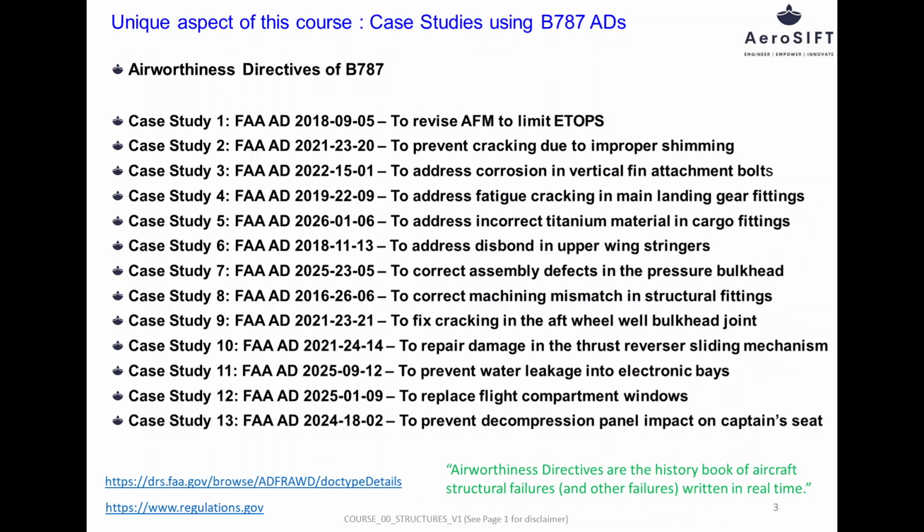We will be reviewing a few case studies using the examples of Boeing 787 Airworthiness Directives and the supporting material from FAA websites. One may ask the question, what is an airworthiness directive? An airworthiness directive is a legally enforceable rule issued by an aviation authority, FAA, EASA, etc., that requires corrective action when an unsafe condition exists in an aircraft, engine, propeller, or component.